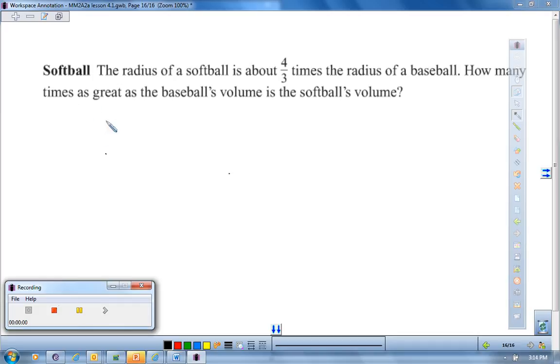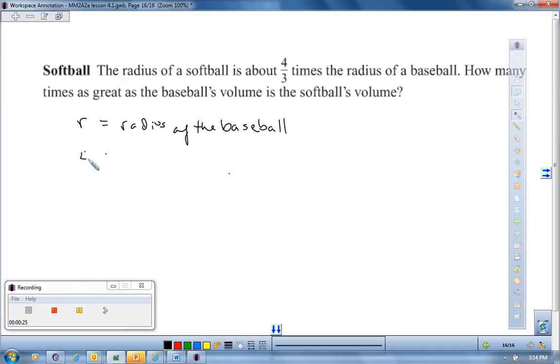We'll look at a word problem. The radius of a softball is about 4/3 times the radius of a baseball. Okay, so we're going to let r be the radius of the baseball. Alright, and then we know that the softball is 4/3 times r bigger than that. So this is going to be the radius of the softball.